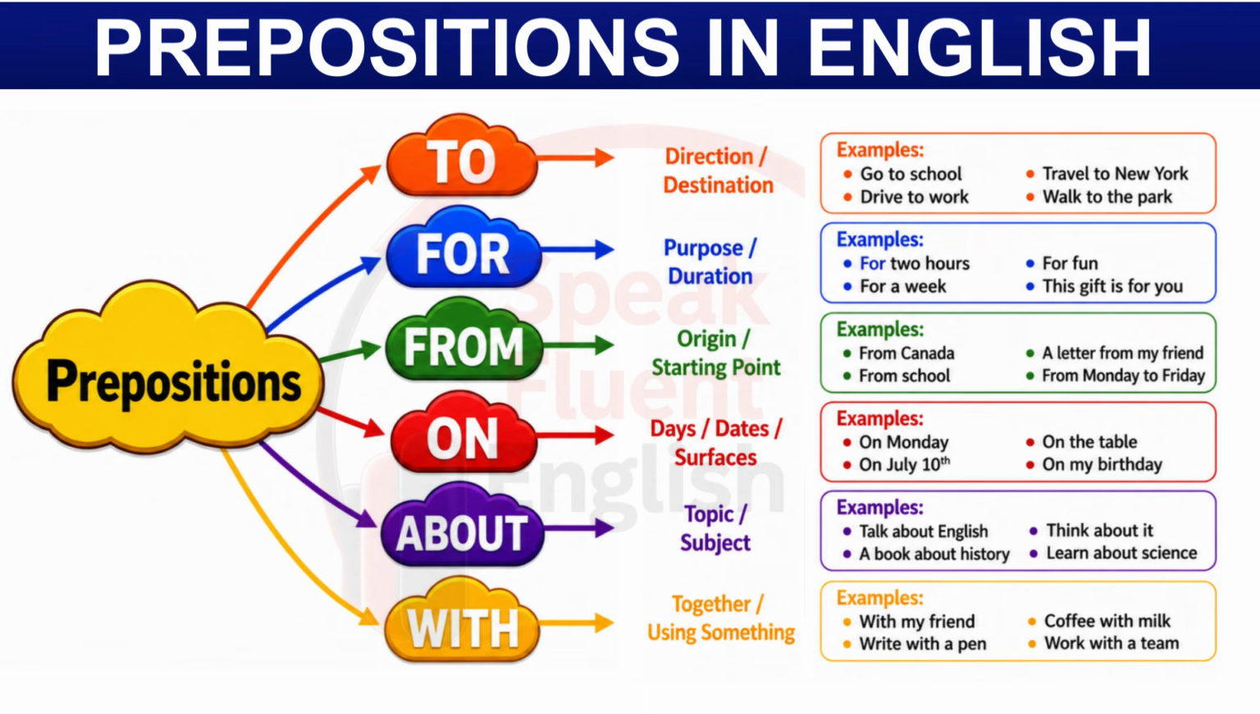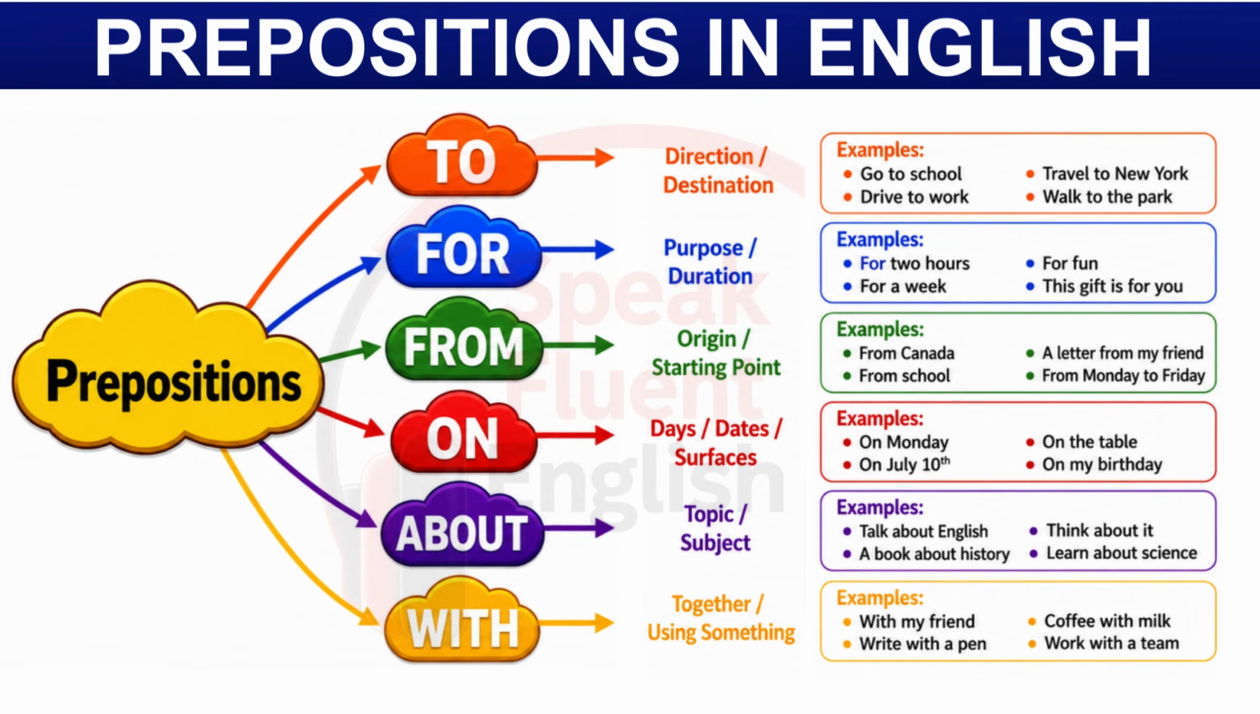On the table. The book is on the table. On my birthday. We had a party on my birthday. Remember, on is commonly used for days, dates, and things touching a surface.